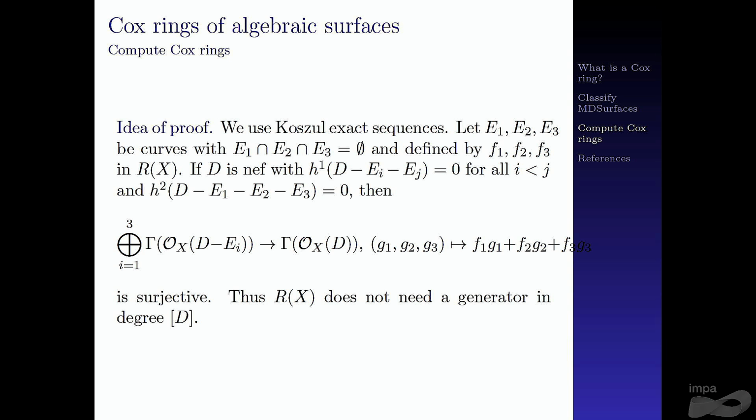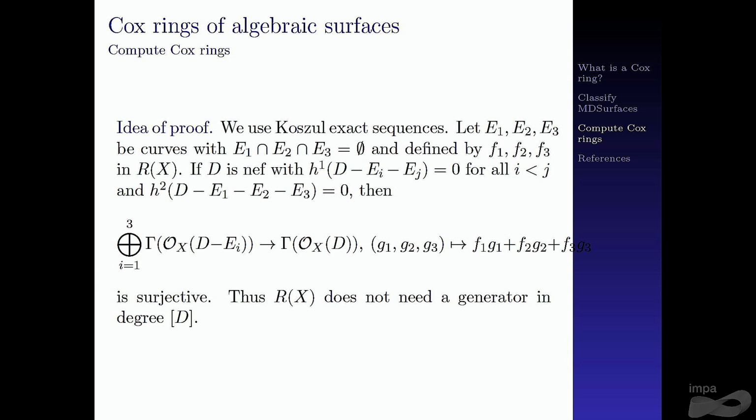We use the Koszul exact sequence with 3 divisors. So there are these sequences. I will also tell you the kind of lemma we need, which says the following. If we have, let's say, 3 curves, and if we intersect the 3 of them, the intersection is empty. And let's say that these 3 curves are defined by 3 elements, F1, F2, F3 in the Cox ring.